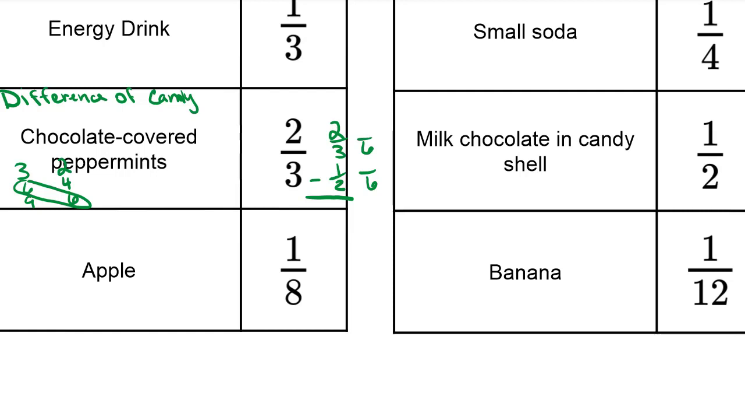Okay, so 2 times what? Well, it was 3. So 2 times 3 was 6. So 1 times 3 is 3. 3 times 2 was 6. So 2 times 2 is 4. Okay? So I'm still subtracting. 4 minus 3 is going to be 1. So it's 1/6. So the difference of the candy is 1/6. All right? Now I have fruit. So I'm going to say difference of fruit.